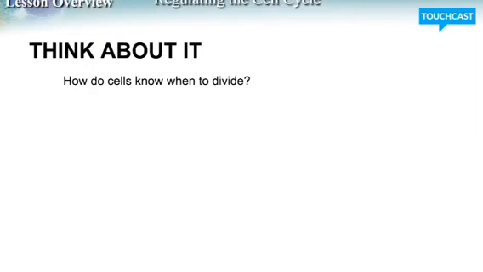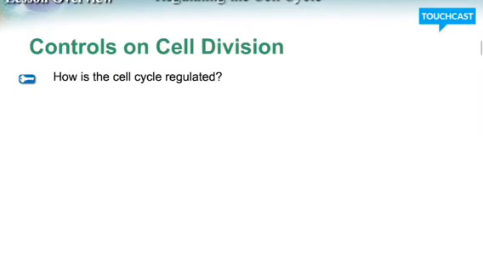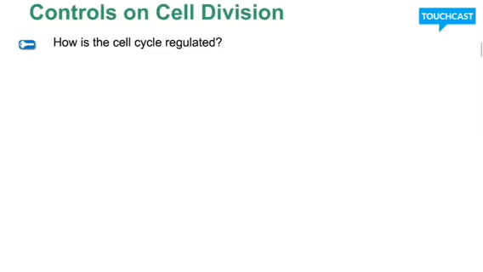Now, how do we know, or how does the cell know when to divide? Is it something random, or do you have to instruct it specifically to divide? Also, what happens if a cell grows out of control? All of this we will find out in this presentation. Now, how is the cell cycle regulated? That's the first idea or concept that you need to know.